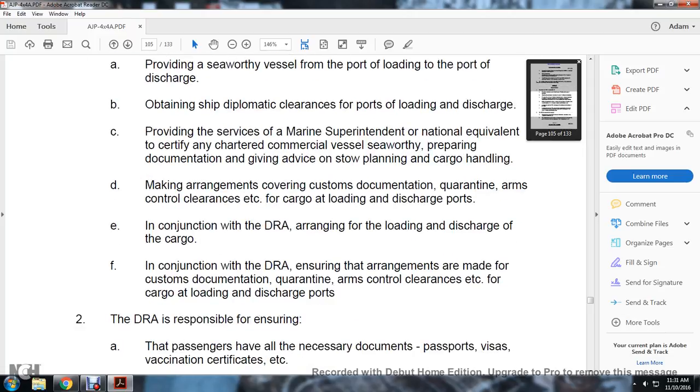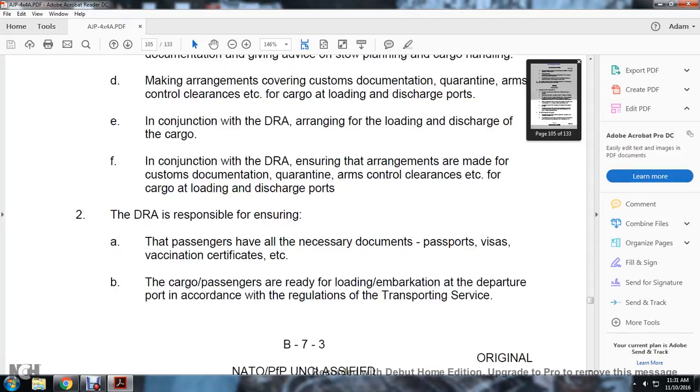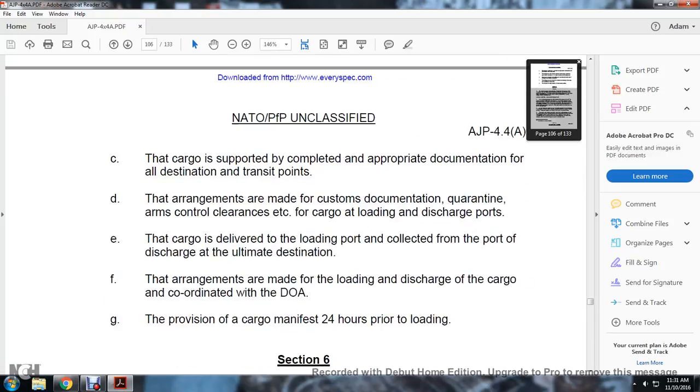Designated requesting authority arranging for loading and discharging the cargo in conjunction with the defense designated operating authority to ensure the arrangement is made with the customs documentation, quarantine, and arms control clearances for the cargo loading and discharge ports. The designated requesting authority is responsible to ensure the passengers have all necessary documentation, passports, visas, vaccination certifications. Cargo and passengers are ready to load and embark, and the departures are in accordance with the regulation of transportation services.